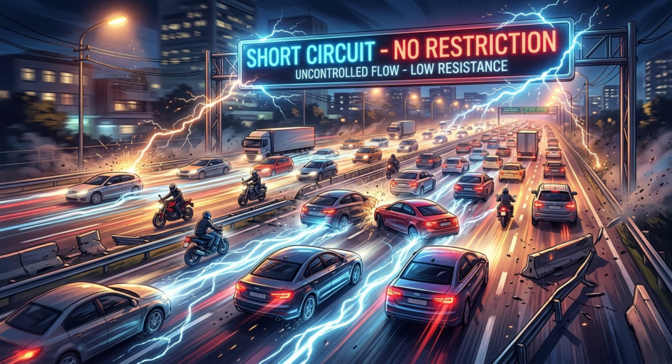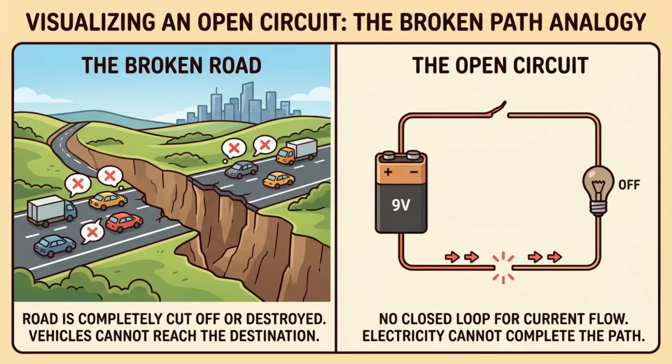A short circuit can be imagined as a highway where all barriers are removed and vehicles can move without restriction. Traffic becomes uncontrollably fast and chaotic because there is nothing limiting movement. This represents how current behaves when resistance is extremely low. An open circuit is like a road that has been completely cut off or destroyed. No matter how many vehicles try to move forward, they cannot reach the destination because the path is broken. This represents a circuit with no closed loop for current flow.